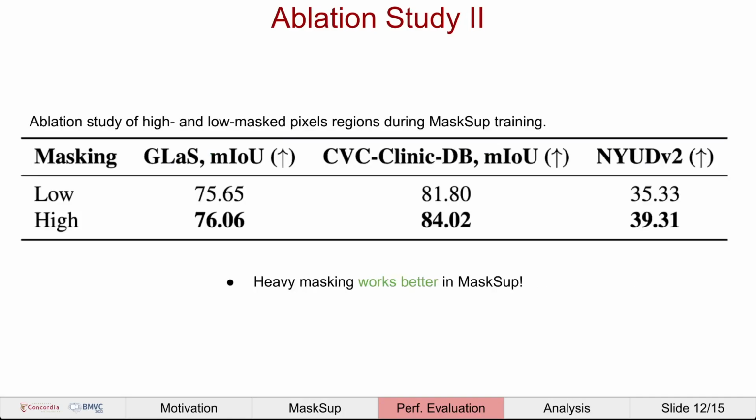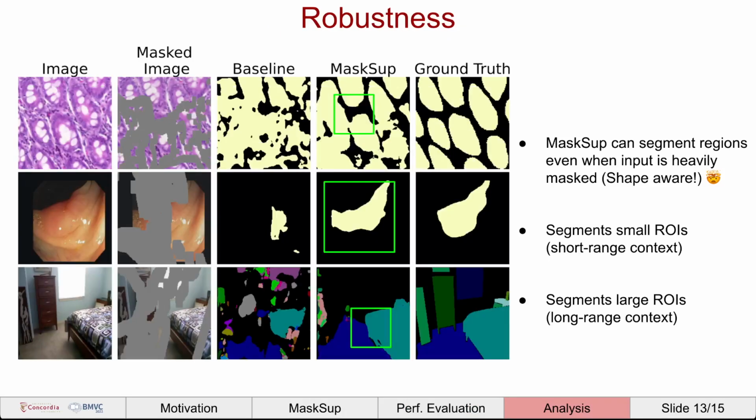Ablation study of high and low masked pixel regions during MaskSub training shows that masking the images heavily during training yields better performance of MaskSub across all datasets. Here we show the robustness of MaskSub to mask corruptions. As can be seen, MaskSub is able to predict the ROI even when a large portion of the image is masked, demonstrating the capability of modeling short and long-range context by better segmenting both small and large ROIs. Using both context branch and task similarity constraint, MaskSub is better able to learn context invariant representations to better segment and preserve the ROI shape.